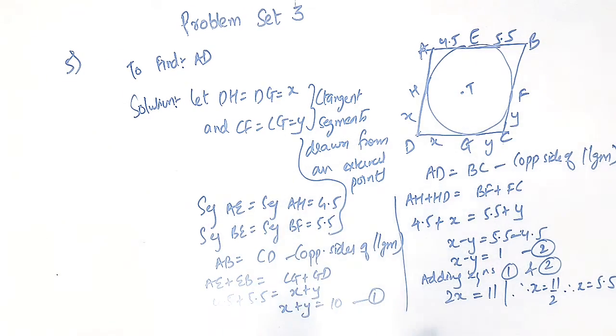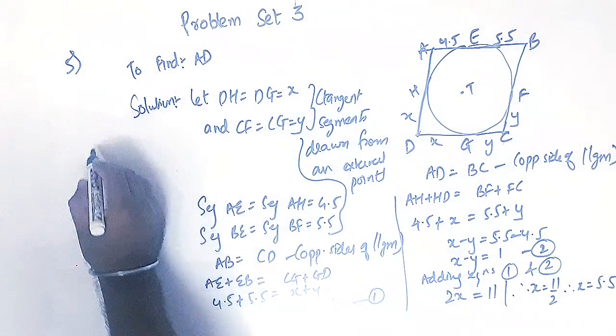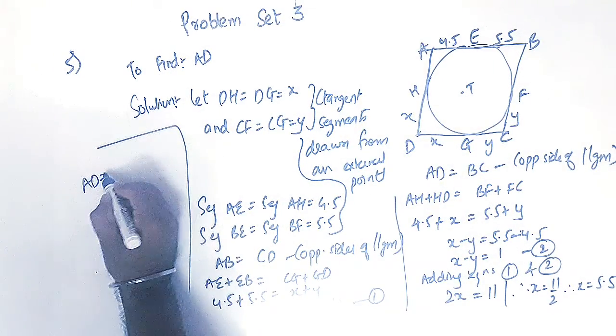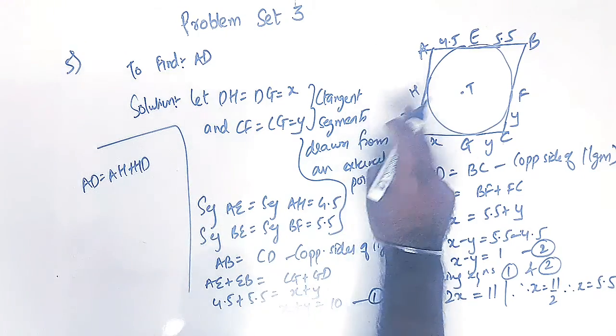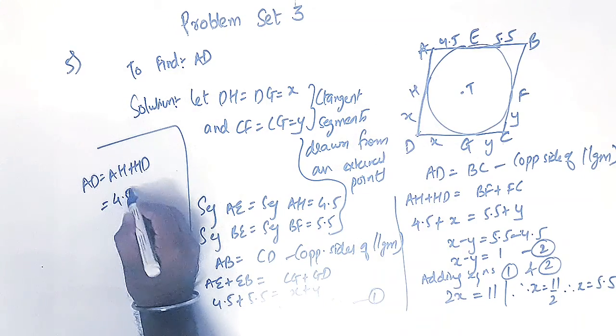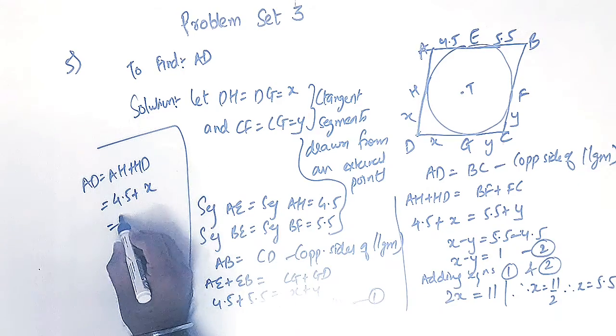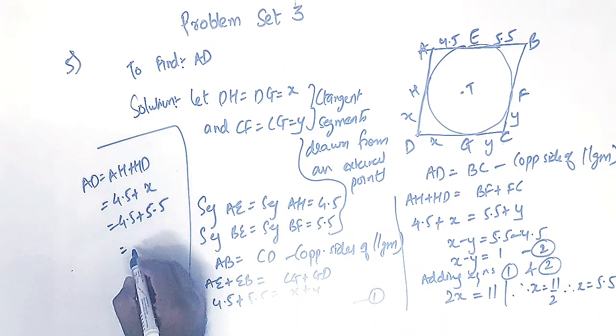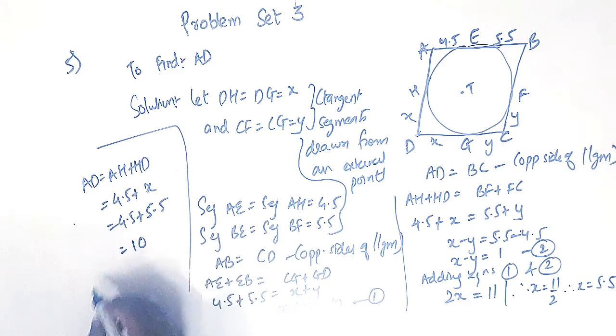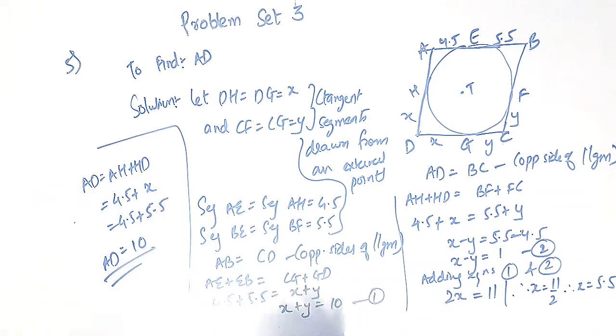We have to find AD. So simply I'll write here AD is equal to AH plus HD. AH is 4.5, HD is X because we know X. X is how much? X is 5.5. So what is 4.5 plus 5.5? It is 10. So you got the value of AD as 10. So it is very simple. What you need is to practice it 1 or 2 times and it will be very much clear to you.